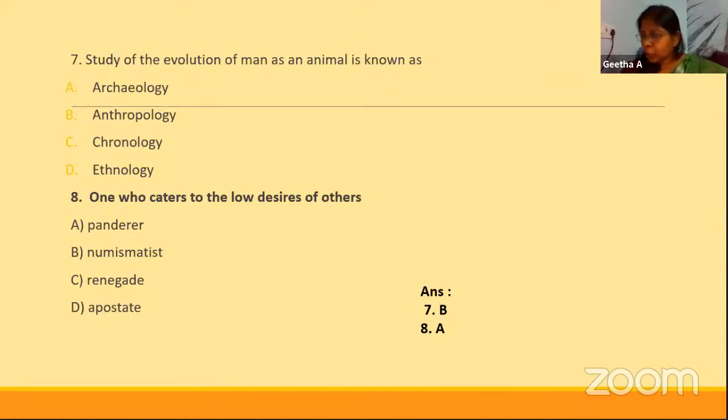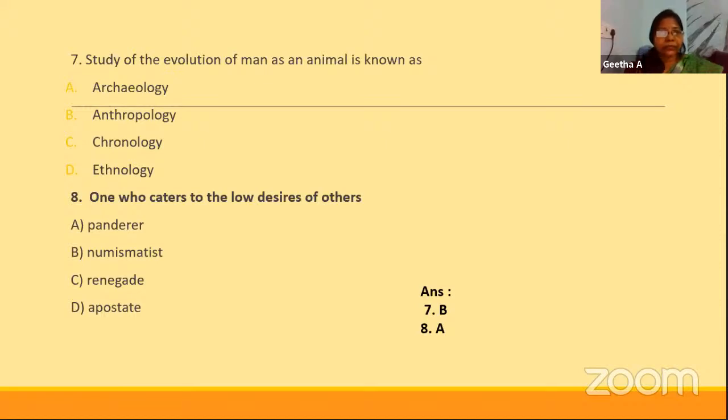So when we talk about numismatist, it means a person who collects banknotes and coins and all that. And a renegade is a person who betrays any organization or a people. So betrayer, basically. Apostate is a person who doesn't have any religious beliefs, any political belief, nothing, no beliefs at all.